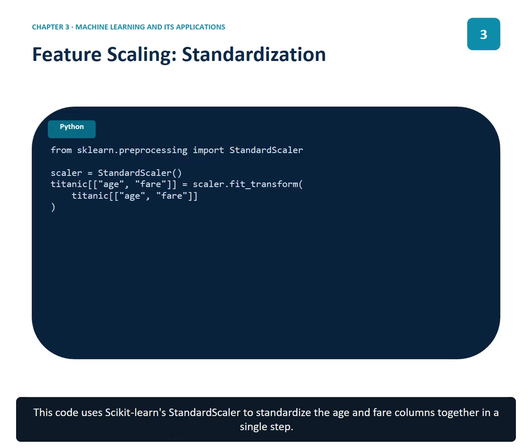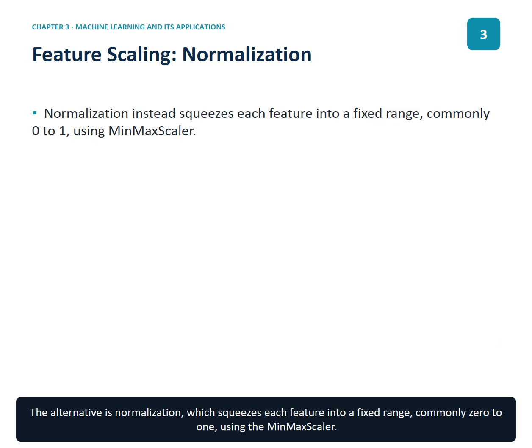This code uses scikit-learn's standard scaler to standardize the age and fare columns together in a single step. The alternative is normalization, which squeezes each feature into a fixed range, commonly 0 to 1, using the min-max scaler.